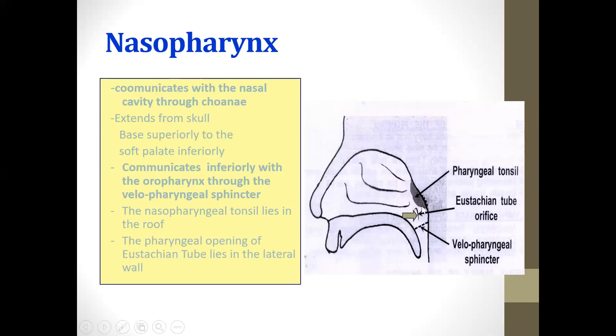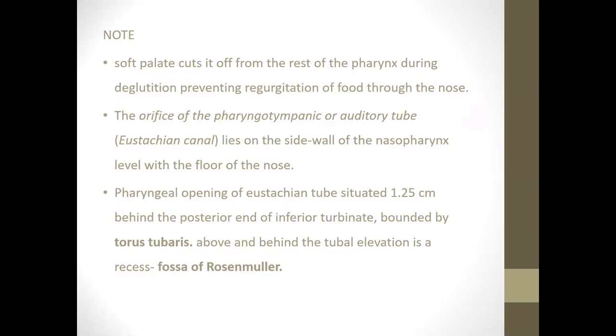The pharyngeal opening of the eustachian tube lies in the lateral walls of the nasopharynx. That's why if you sneeze, you increase sudden pressures in your nose, and you hear the ear pop. Or when you swallow, you can feel the ear open. So that's because the eustachian tube is in the lateral wall of the nasopharynx. The soft palate cuts it off from the rest of the pharynx during swallowing, preventing food regurgitating into the nasopharynx.